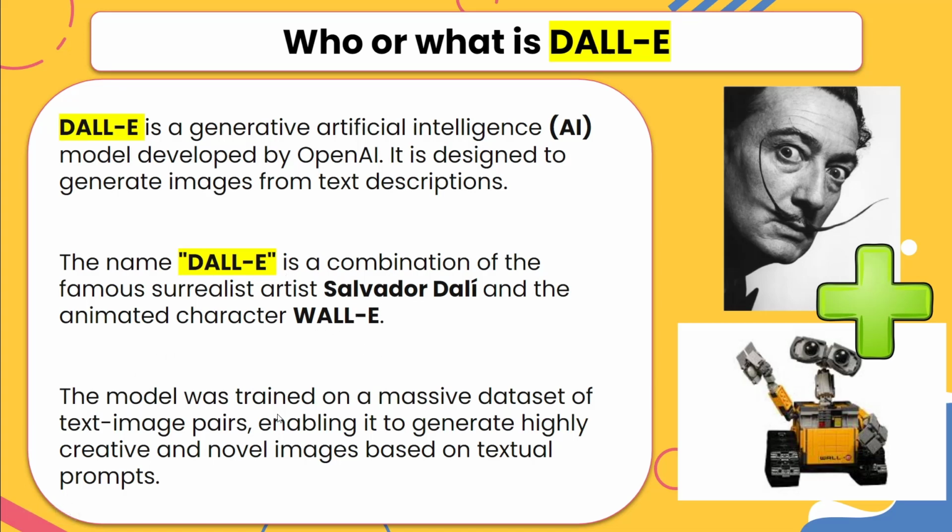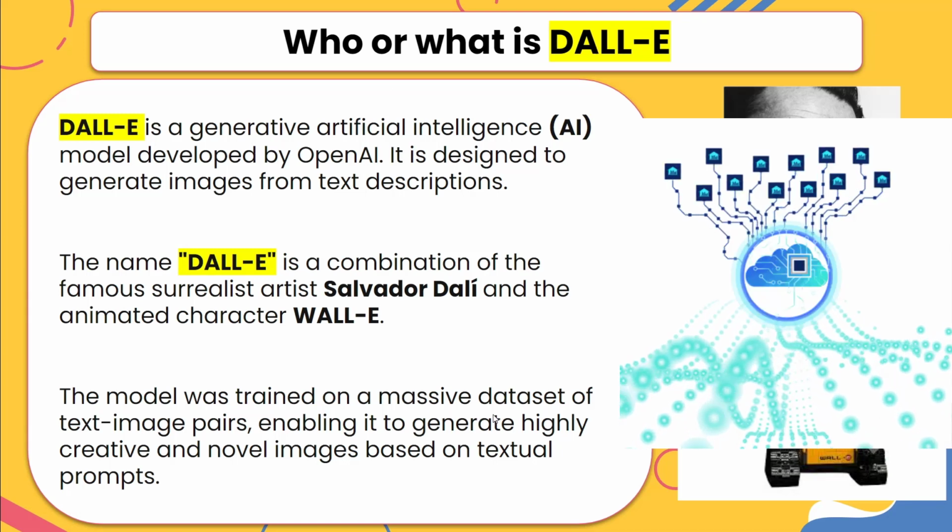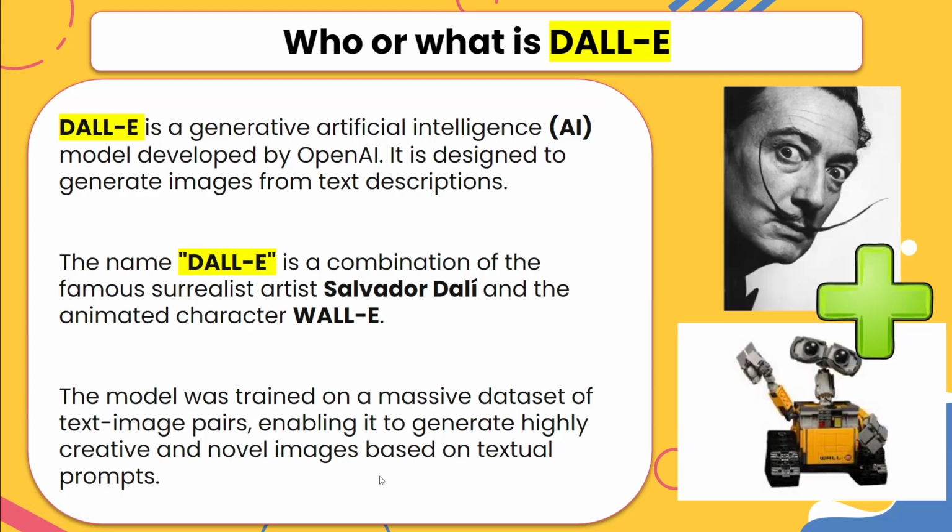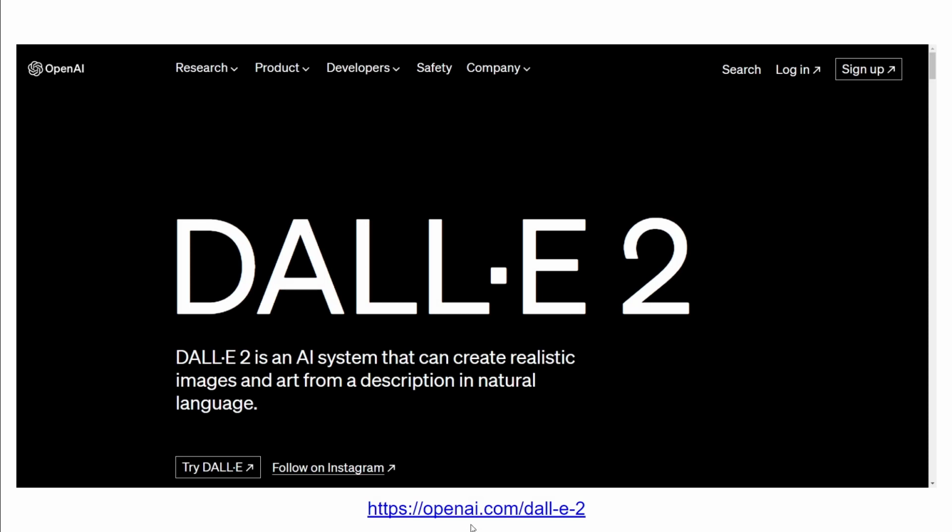And this AI model was trained on a massive data set, tons of images, text-image pairs. So it was trained to learn creative and unique images based on text prompts. It's incredible. That's this AI software. If you go to openai.com, there's DALL-E there. And they have now DALL-E 2, which is even smarter and better than the original. The problem is DALL-E 2 costs money. And I told you we're doing this for free.